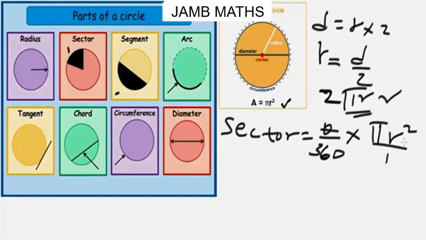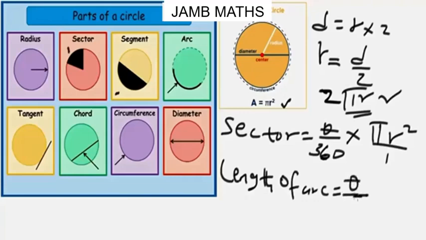Now, this is the area of a sector of a circle. Now, let's look at how to calculate the length of arc of a circle. Now length of arc can be calculated using theta over 360 times circumference of a circle, which is 2 pi r over 1. Alright, now that's for length of arc of a circle.